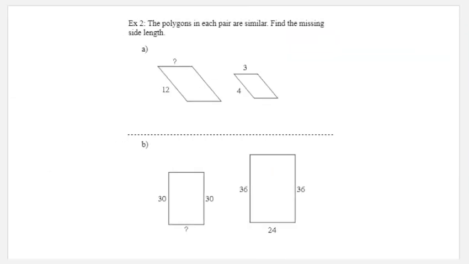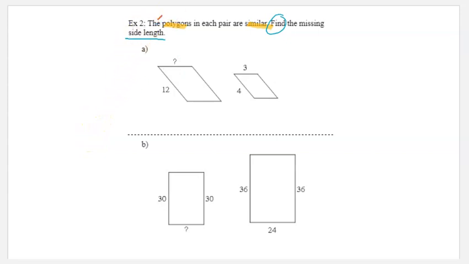Okay, so we're going to be moving on to our second type of example. In these examples, we are told the polygons in each pair are similar. So the polygons already are known to be similar. Find the missing side length. So I need to find the side length, the missing one, which is going to be our one that is indicated with a question mark.